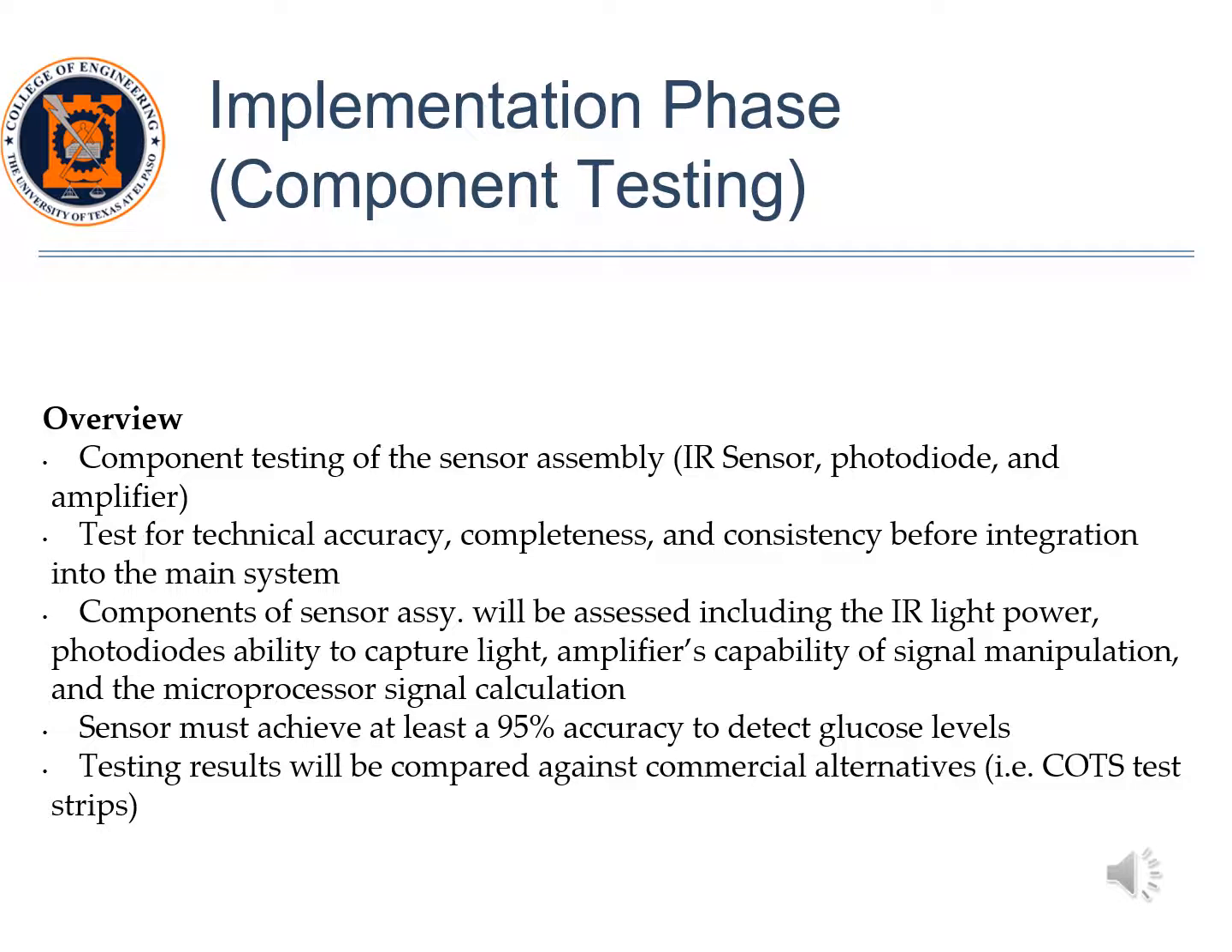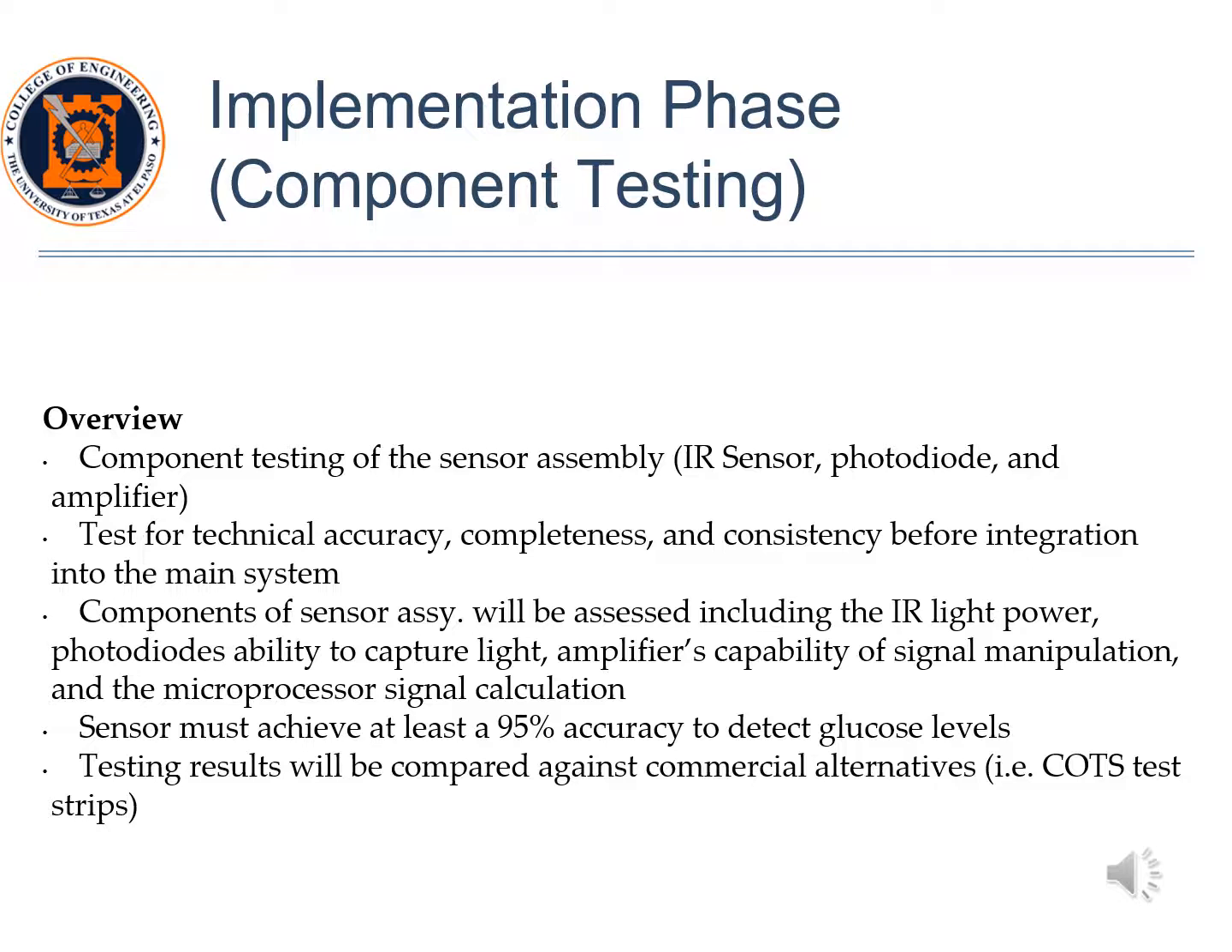Component testing at this level includes the components of the sensor assembly such as the IR sensor, the photodiode, and the amplifier. Glucose readings must be obtained from different samples of diabetic patients and under different conditions such as fasting, 2 hours after eating a meal, and before and after 30 minutes of reasonable exercise on a treadmill. The measurements will be taken with a non-invasive sensor and with a commercial test strip glucose monitor in order to establish a baseline for what the measurement of the patients are.